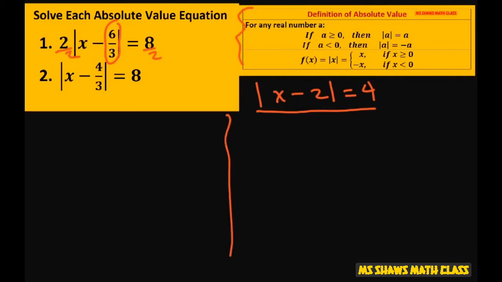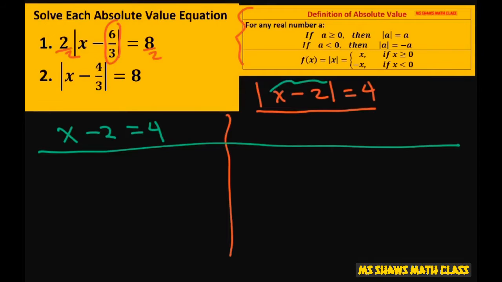All right. Now, if a is greater than or equal to 0, and this would be your a, then you just copy that down. So this is x minus 2 equals 4. Now, if x is negative, then you take this inner part and you write it as negative x minus 2 equals 4. Or you could write it as x minus 2 equals negative 4, because you could multiply both sides by negative. It's a little easier when you do that step.